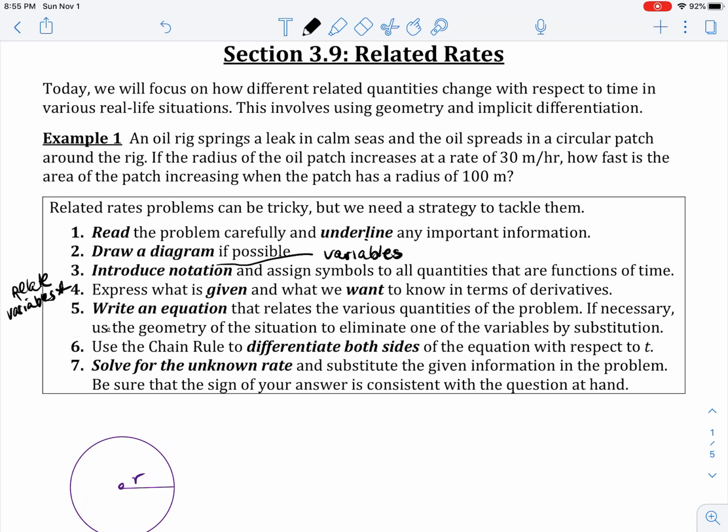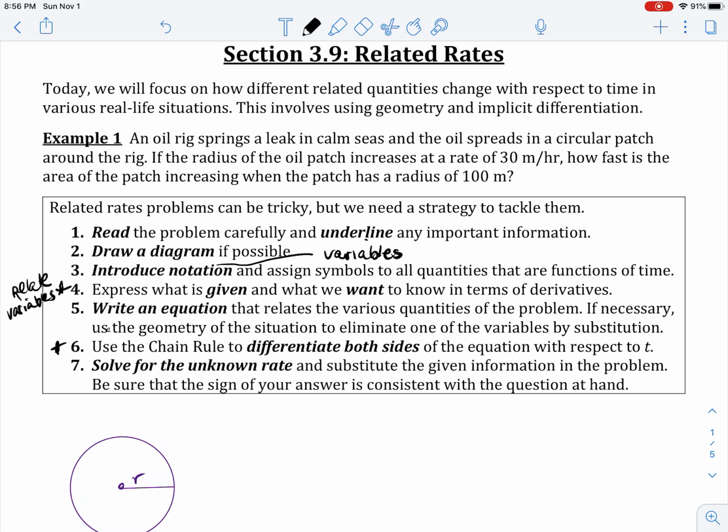If necessary, use the geometry of the situation to eliminate one of the variables by substitution. So sometimes you might have a third variable, but you're not given a rate for that variable. You usually only want to relate the variables where you have a given rate and are asked to find the new rate on that new variable. And we'll come up with an example that has that.